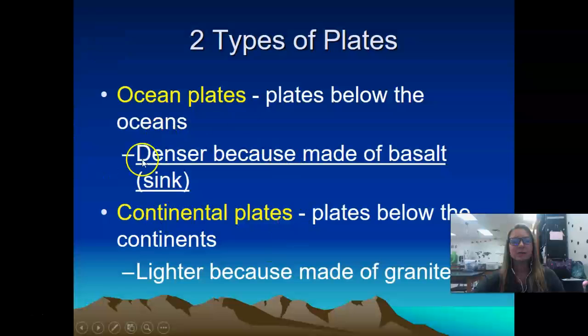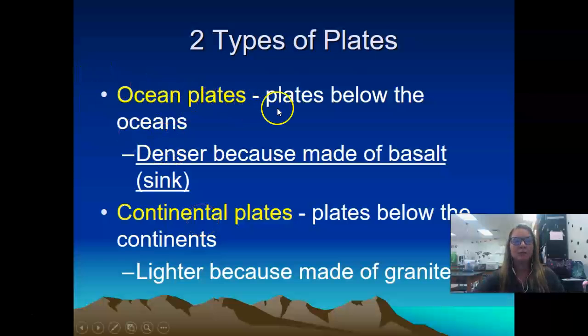Once again, there are 2 different types of plates. These are highly important because we're going to discuss what's happening when we look at a plate that is more oceanic and what is happening when we look at a plate that is continental. And then if 2 of them collide, we have a resulting pattern.